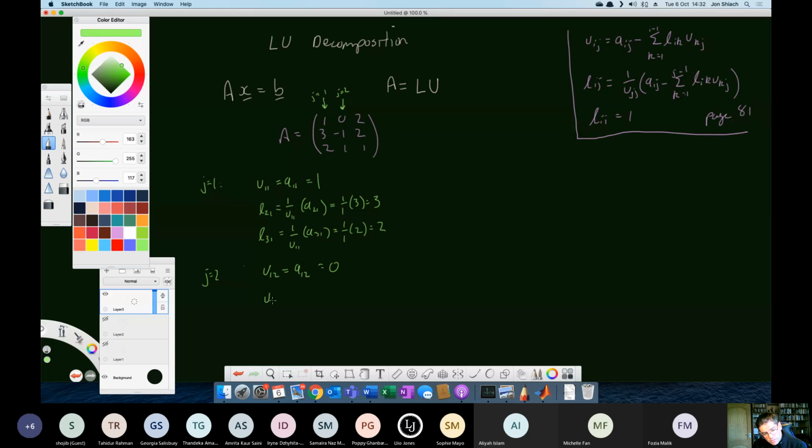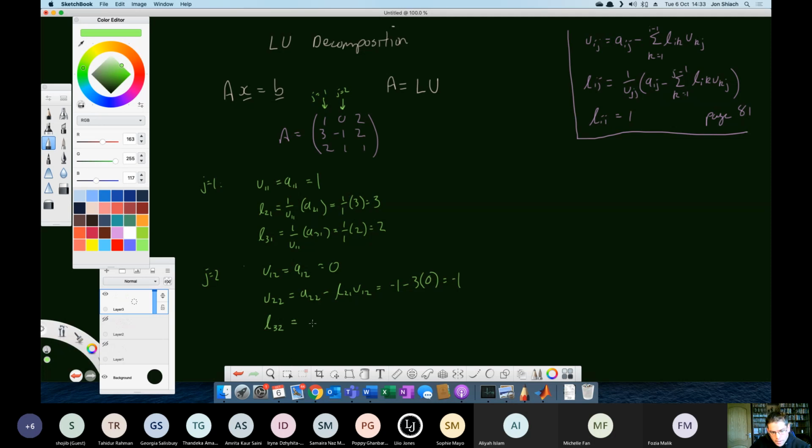So I'm going to calculate U22. Now this is where I have that summation come in. So we have minus L21 U12, where I is 2, K is 1, and J is 2. So A22 is minus 1, minus L21, which we calculated before to be 3, and U12 is going to be 0. So that's minus 1. Unfortunately, I've chosen some values where they're not actually changing, but I'll continue.